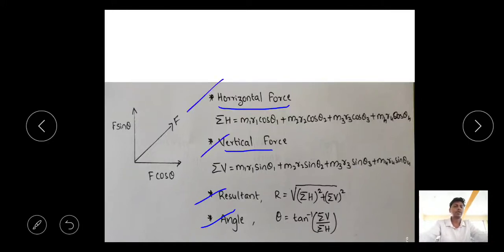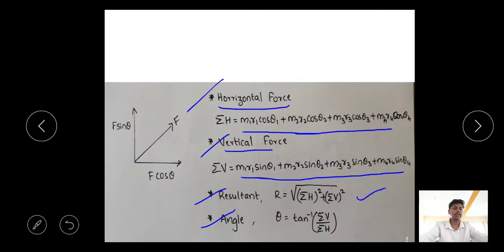Horizontal force is given in terms of cos theta, that is m into r into cos theta. All these terms are in cos theta. If we are taking a vertical force, it is m into r into sin theta. All terms will be in terms of sin theta. Then resultant is nothing but square root of delta h square plus delta v square. Then the angle, whatever angle you are finding, using tan inverse of vertical force divided by horizontal force.